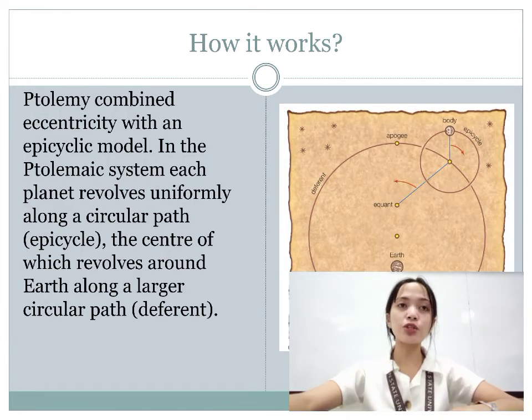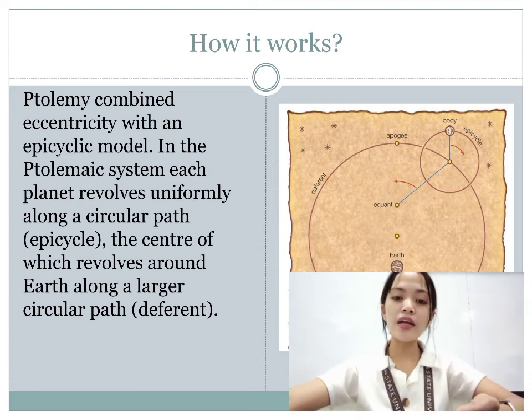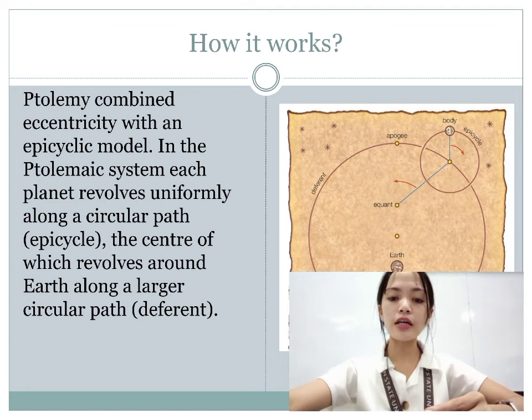To further explain the motion of planets, Ptolemy combined eccentricity with an epicyclic model. In the Ptolemaic system, each planet revolves uniformly along a circular path, the center of which revolves around Earth along a larger circular path. Because one half of an epicycle runs counter to the general motion of the deferent path, the combined motion will sometimes appear to slow down or even reverse direction, called retrograde. By carefully coordinating these two cycles, the epicyclic model explained the observed phenomenon of planets retrograding when at perigee.